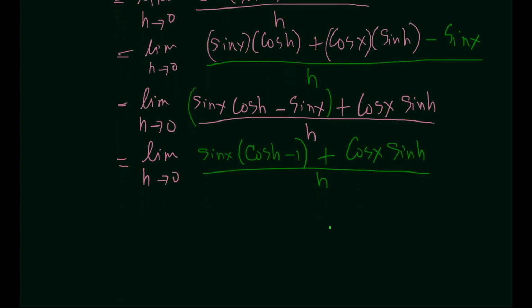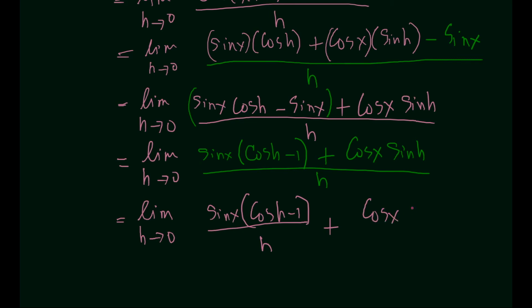This time, we are not yet ready to drop the limit sign because our given function, the right side, is not yet simplified. So this requires a little bit of algebra. So I will write again the given function as sine of x times cosine of h minus 1 over h, plus cosine of x sine of h over h.